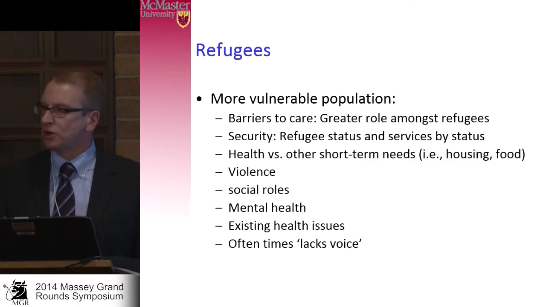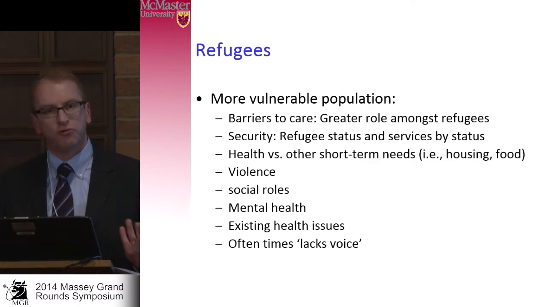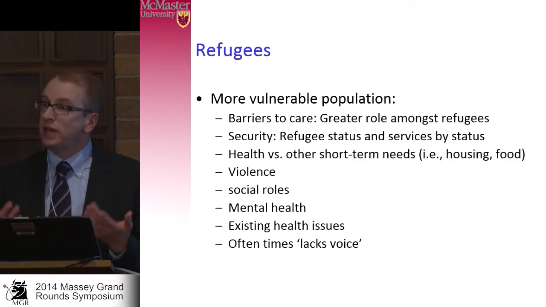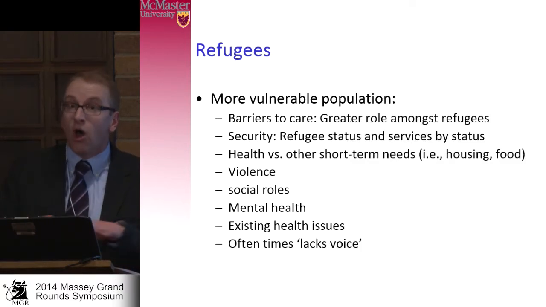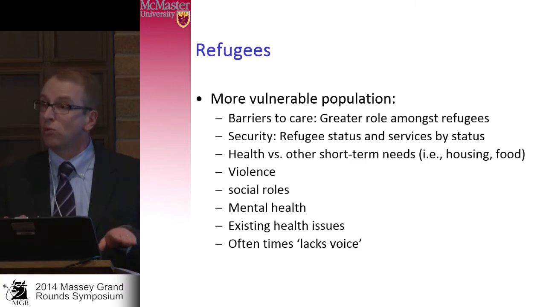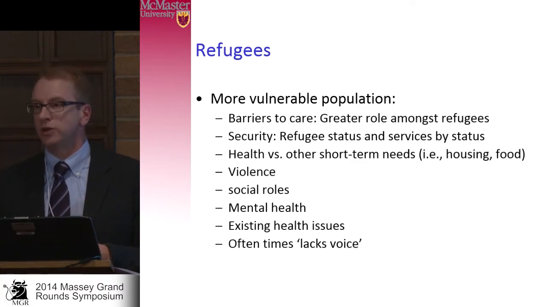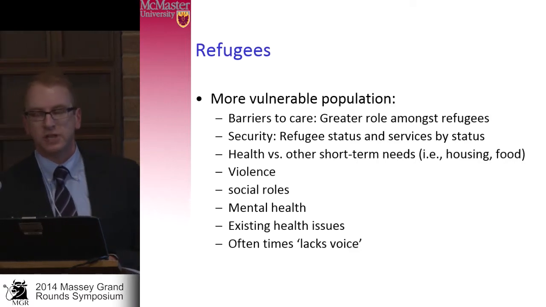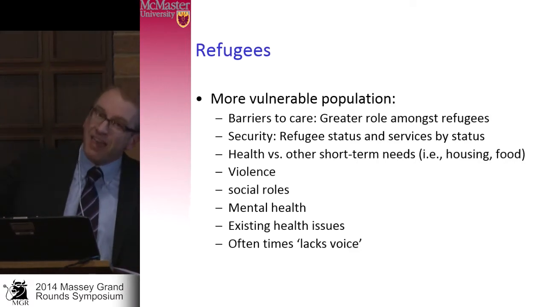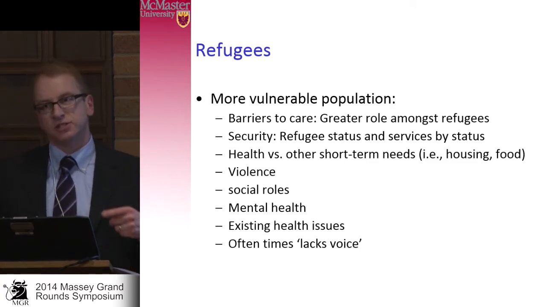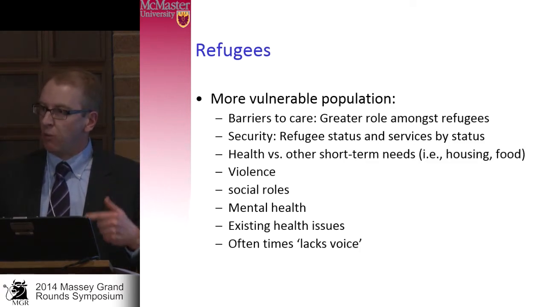Health versus other short-term needs, such as housing or food or employment. What we've seen is that healthcare actually is relatively low on the priority list amongst new arrivals. What's more important is making sure that there's food on the table, making sure that there's shelter over their head, for example, finding employment. And then they can start to consider where their health is and what they need to do.